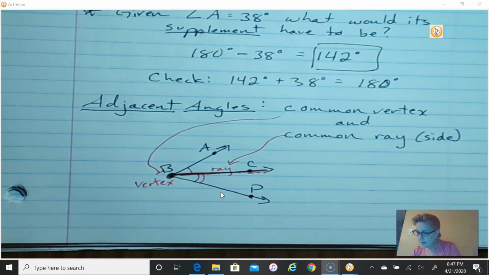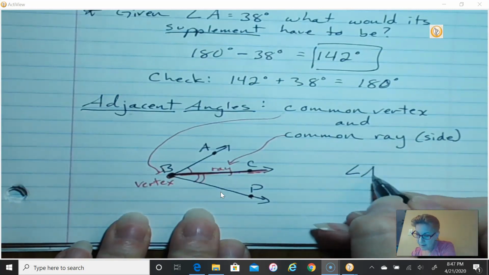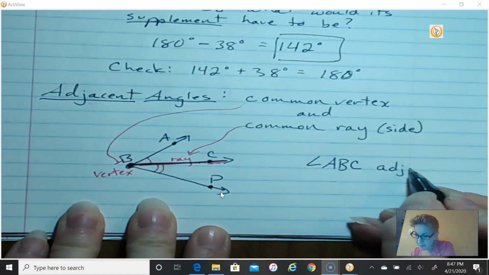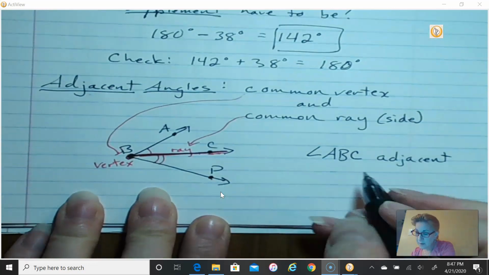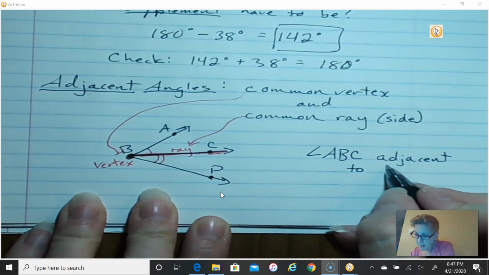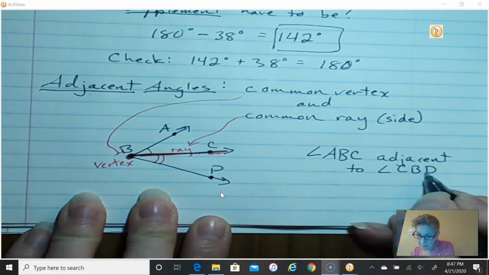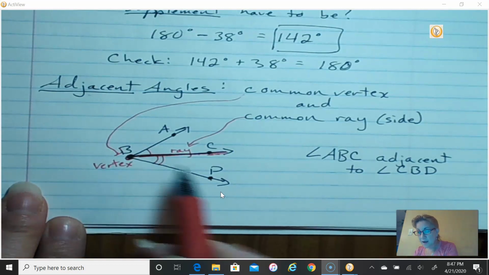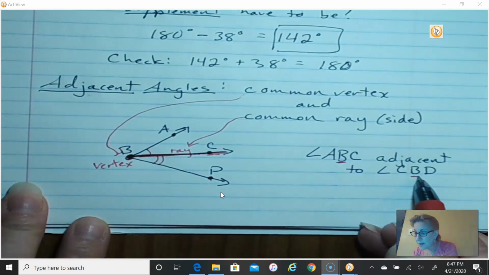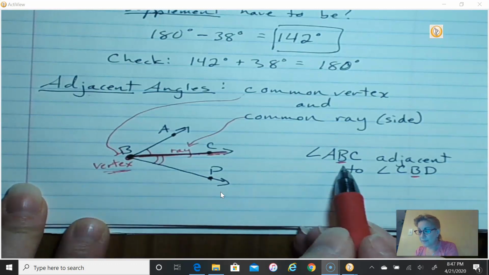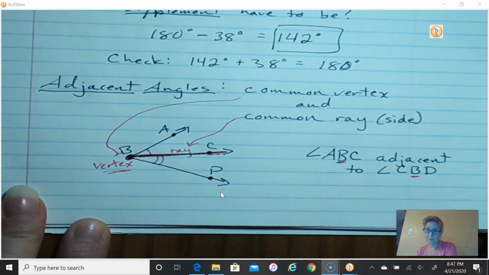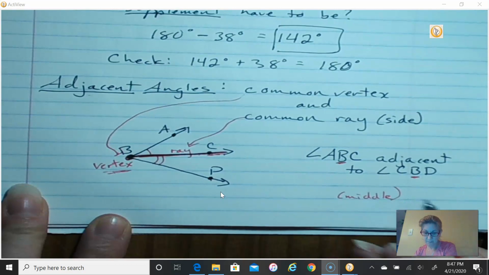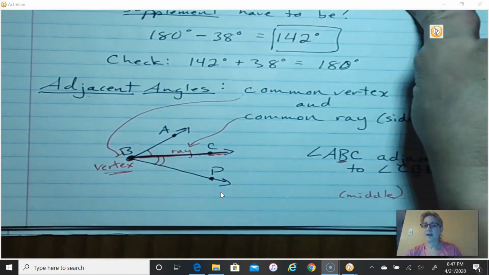Sorry. So I would say angle ABC is adjacent to angle CBD. Notice again, the vertex always is in the middle. The vertex is always in the middle. Okay? All right.